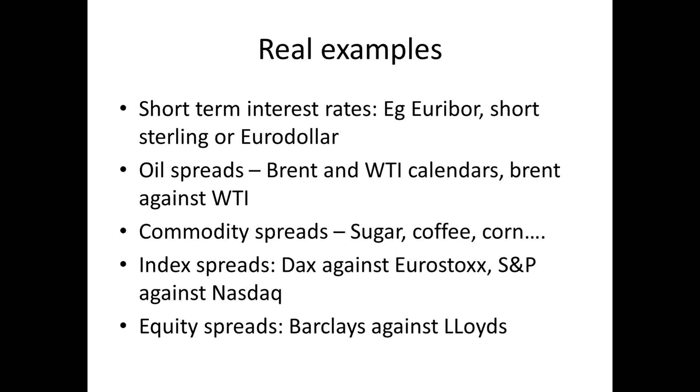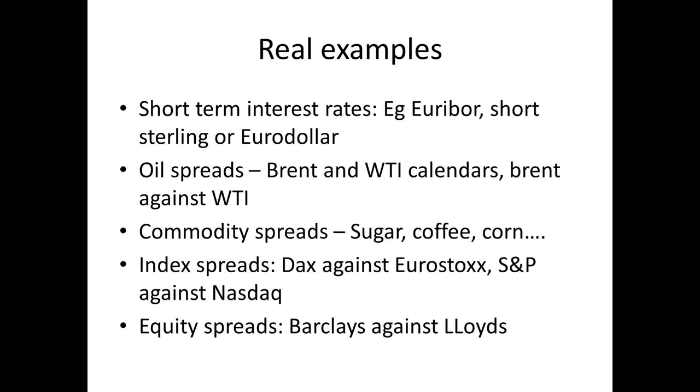We also have oil spreads. With oil, just like interest rates, there's different types. There's Brent crude oil and WTI, and they both have calendars as well with different maturities. But there's also the intercommodity spread in this as well, where you can trade Brent against WTI. They're similar contracts, but trade slightly differently, but they can still be spreaded.